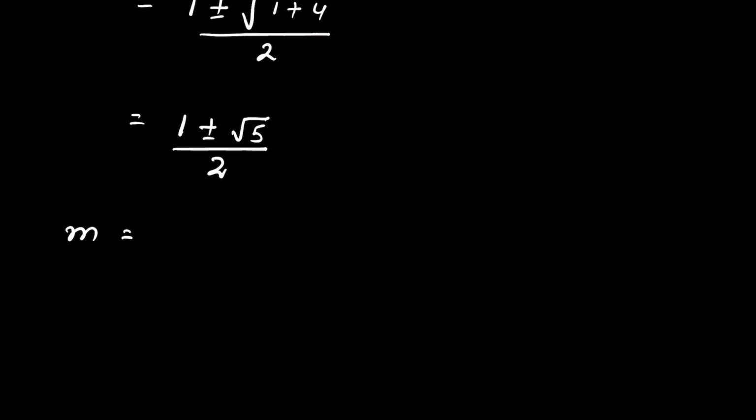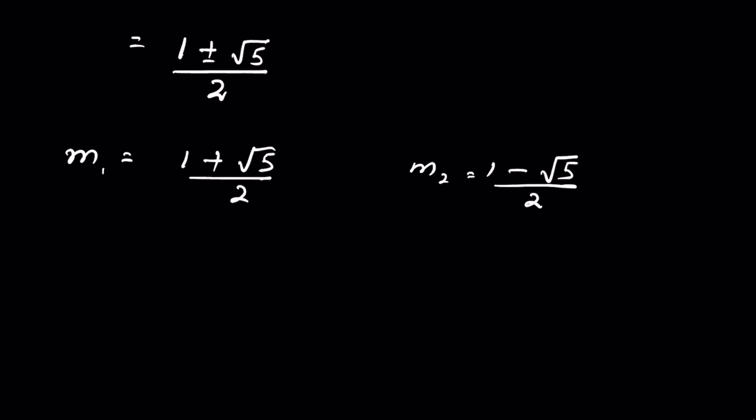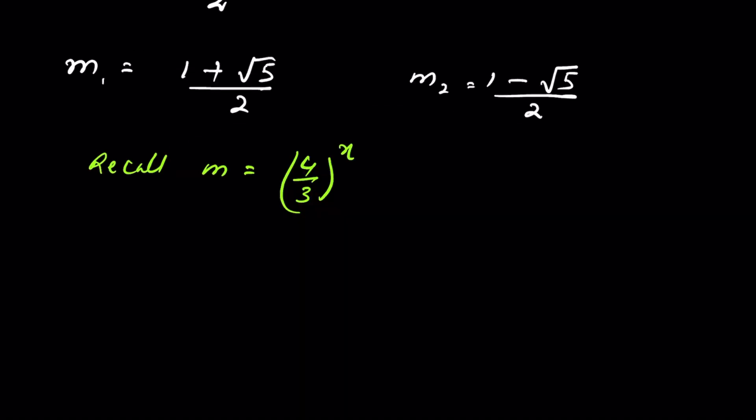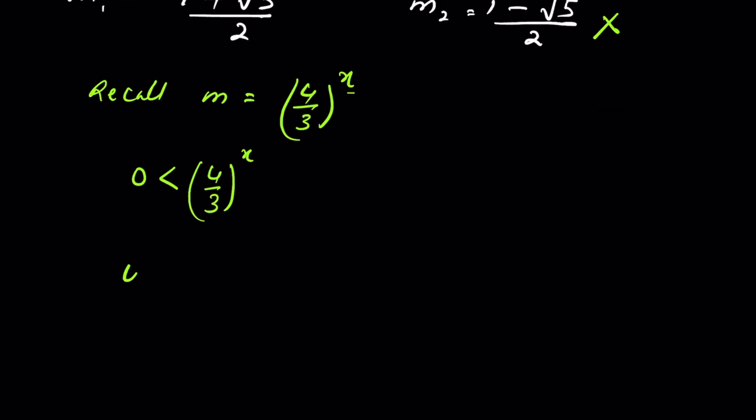Now m equals (1 plus square root of 5) upon 2, and the second value for m is (1 minus square root of 5) upon 2. Recall that m equals (4 upon 3) whole to the power x. But when x is a real number, it is an exponential function which will always be greater than 0. Therefore, we cannot take this negative value. Therefore, (4 upon 3) whole to the power x equals (1 plus square root of 5) upon 2.